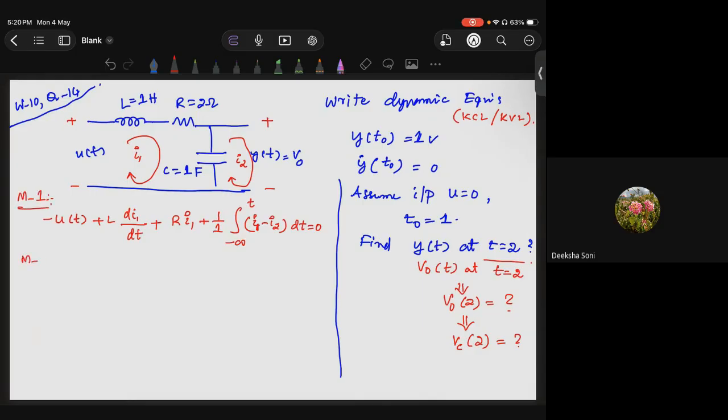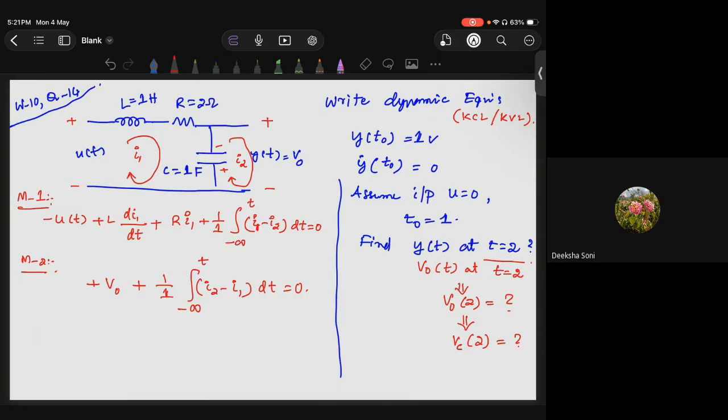What about mesh 2? Mesh 2 equation is like this. This is plus, this is minus. So plus V naught, and plus 1 by 1 integral from minus infinity to t of (I2 minus I1) dt. Is this clear? Yes, sir. These are the two KVL equations at mesh 1 and mesh 2.